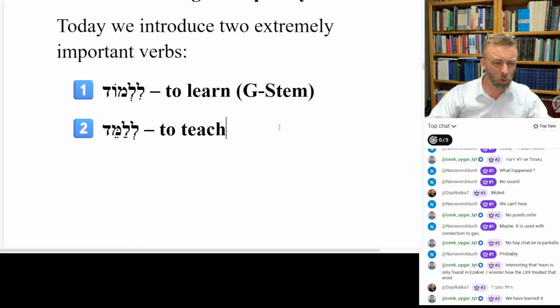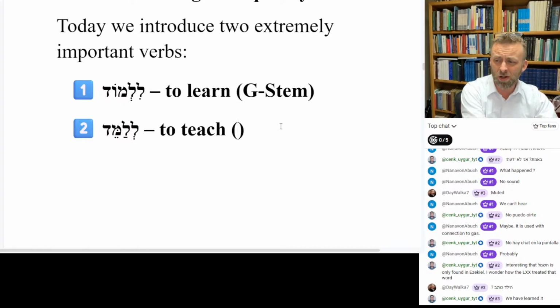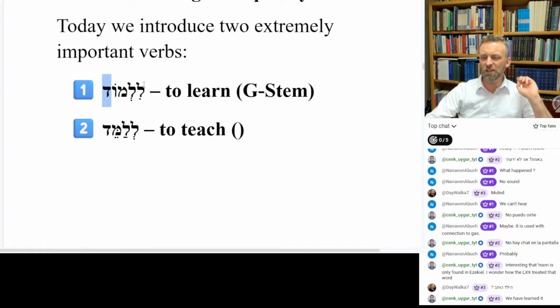And that's lilmod. So lilmod will follow a certain conjugation, the G stem conjugation. And when the root lamed, mem, dalet, whoops, there's the dalet, is put in the G stem, it means to learn.